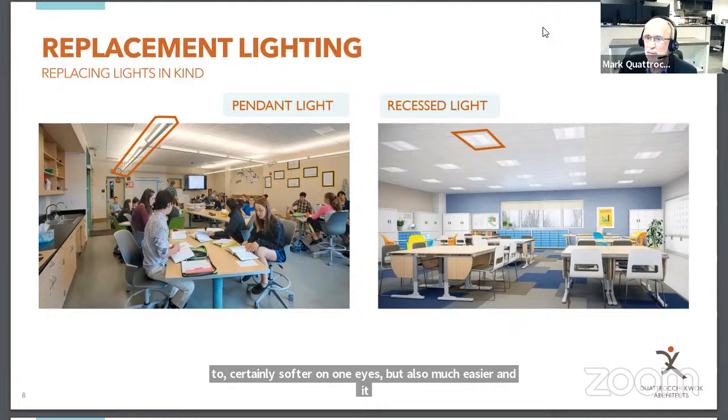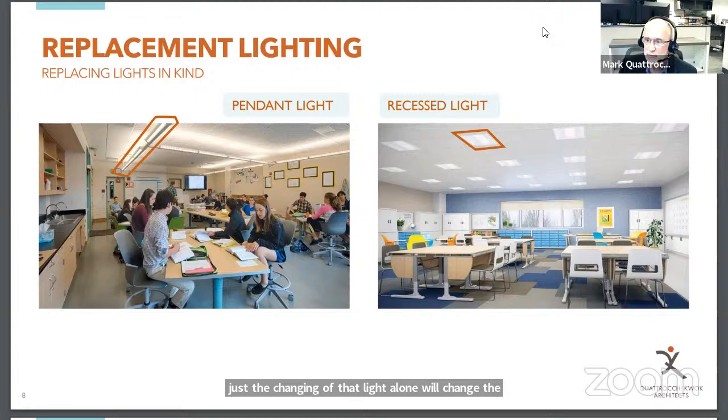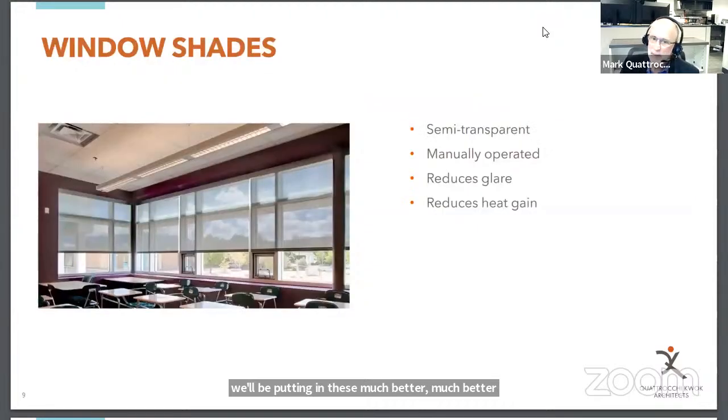On the right is an example of the many classrooms that have recessed light fixtures. We'll take out those yellowed lenses and awful looking, inefficient fluorescents, and we'll be putting in these much better looking fixtures. And you can also see what the ceiling tiles will look like as well. Next, please. This is just an example of the window shades.